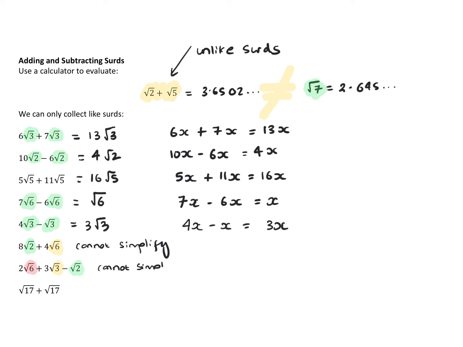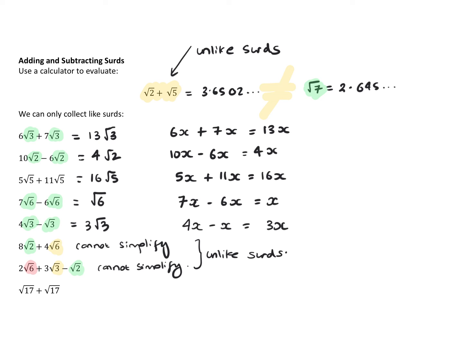It's really tempting, and I always see people try and do this because they see the root 6, they see the root 3, they see the root 2, they try and break down the root 6 into a root 3, root 2, but that doesn't help you. You'd need an integer number of root 3s or root 2s to be able to simplify this. You cannot simplify it any further. You've got unlike surds.